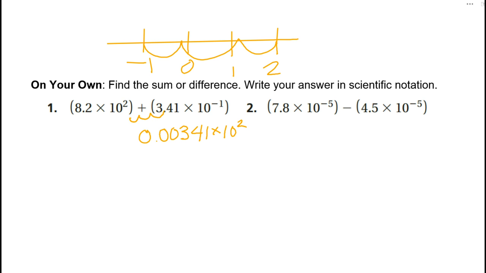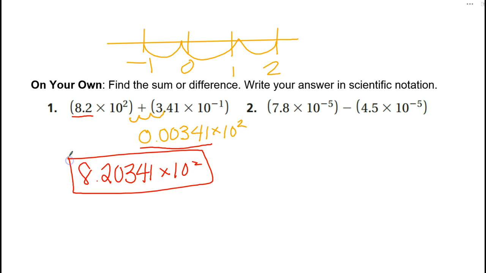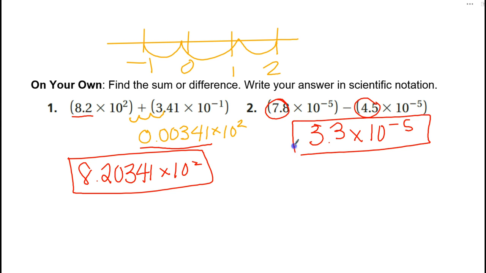And now that these have the same base of 10 to the 2nd, all you have to do is add these two numbers. So 8.2 plus 0.00341 is 8.20341. And this is times 10 to the 2nd power. Number 2, this is easy because these bases are the same, so all you have to do is subtract 7.8 minus 4.5, and you get 3.3 times 10 to the negative 5th.